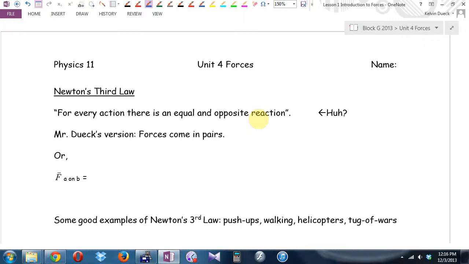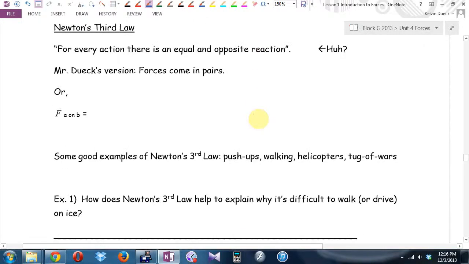Forces come in pairs. You cannot have a single solitary force by itself. It's impossible. If I want to write it mathematically, I would say this: the force of object A on B is the same size as the force of object B on object A, but in the opposite direction, so I'll call it negative.